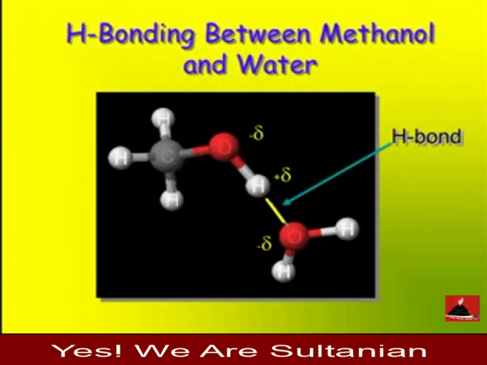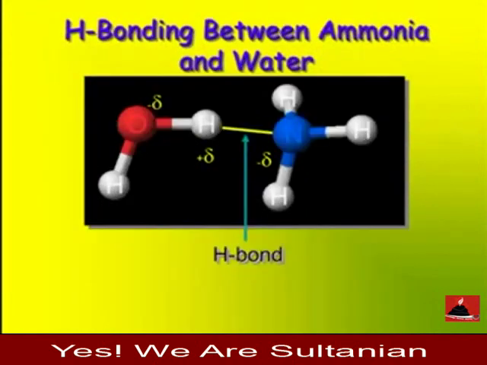Here's an example of water hydrogen bonding with an alcohol molecule. We could see the hydrogen that is covalently bonded to the oxygen on the alcohol molecule is electrostatically attracted to the oxygen on a water molecule. Here's an example of water hydrogen bonding with an ammonia molecule. The hydrogen of the water molecule is electrostatically attracted to the nitrogen of the ammonia molecule.